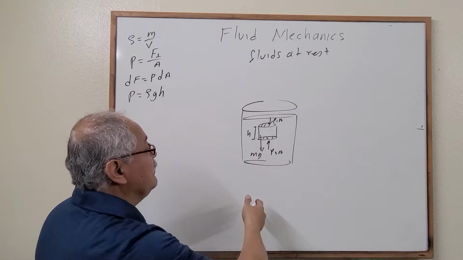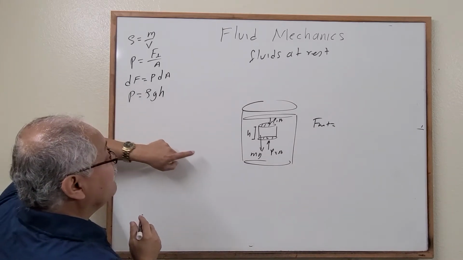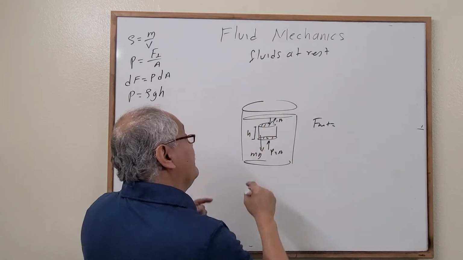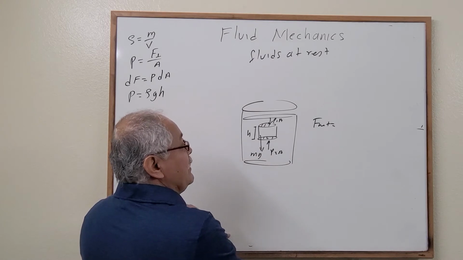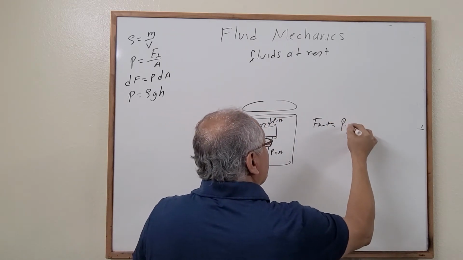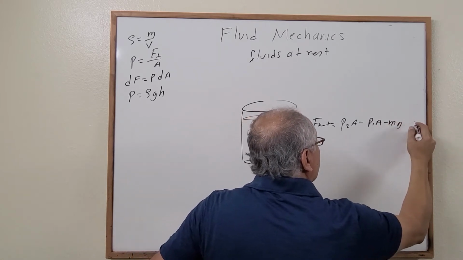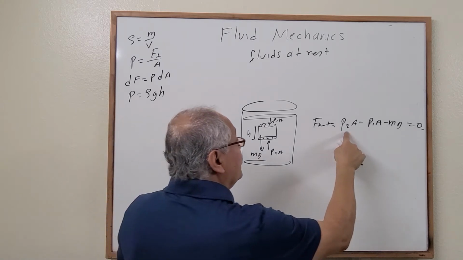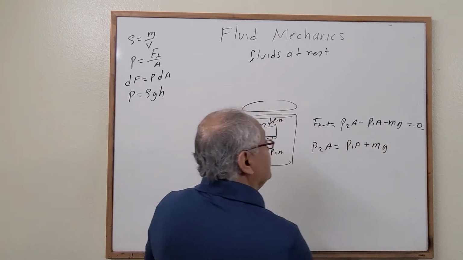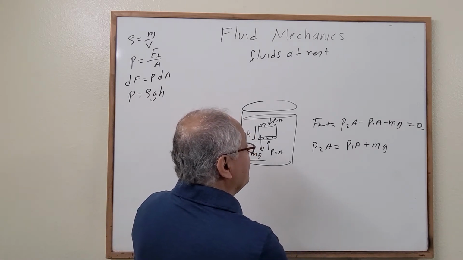Let's find the net force in the y direction. If we use pressure times the area, that is the force, let's call it F2, which equals P2 times A. The net force equals the forces acting outward: P2 times the area minus P1 times the area minus mg equals 0. Let's solve for P2. P2 times A equals P1 A plus mg.